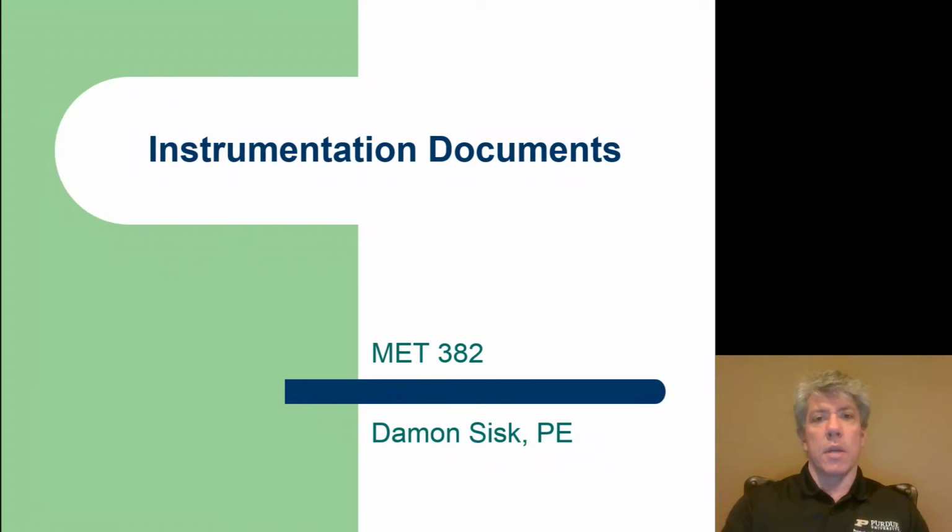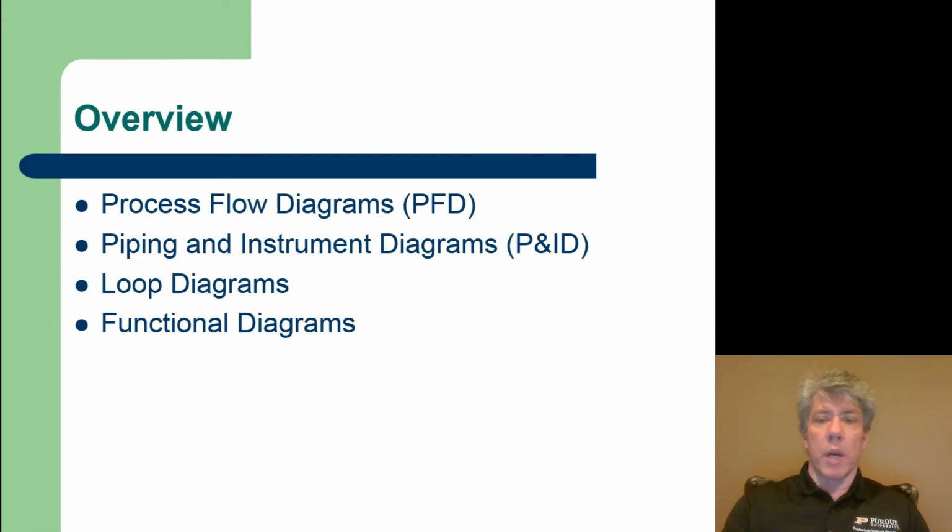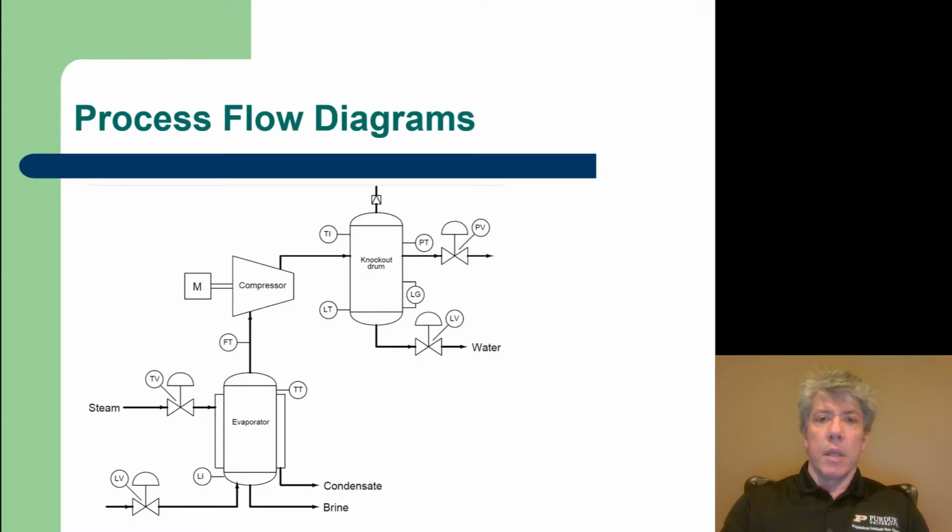Let's discuss how the instrumentation of a process is documented. We'll go over process flow diagrams, piping and instrumentation diagrams, loop diagrams, and functional diagrams. Let's start with process flow diagrams. These are sort of the 50,000-foot view. They're an overall view of how things flow around in the process, primarily gases, liquids, that sort of thing.